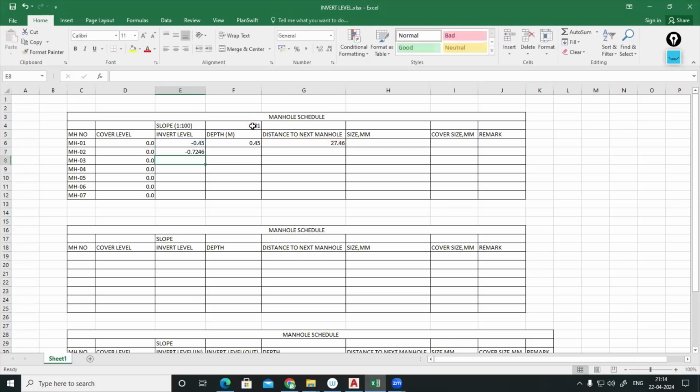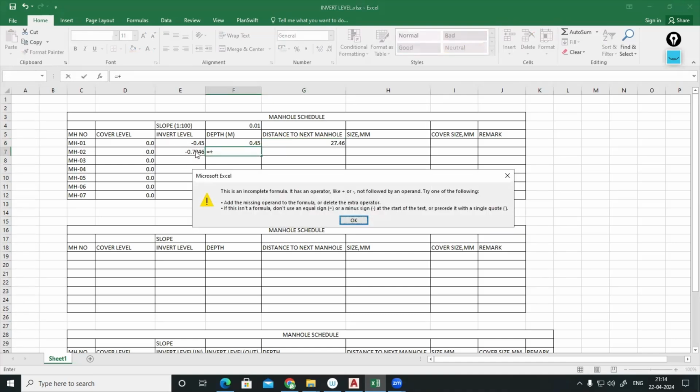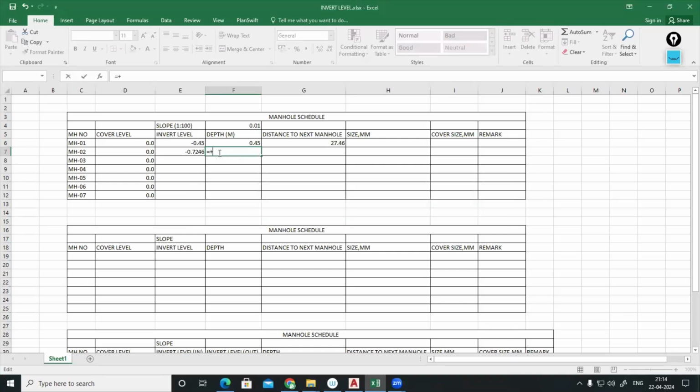So how much will we be getting? Minus 0.72. Starting manhole with respect to the 0, it is getting 0.445, that means 45 centimeter depth. This is 72 centimeter, or 0.72 meter, because the 27.6 meter it is increasing, no? So when we are considering the slope, the manhole invert level will increase. Depth will be the same, you can consider. Plus the value of this one, you have to make it positive.